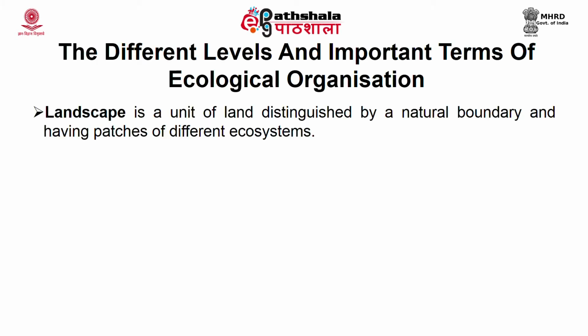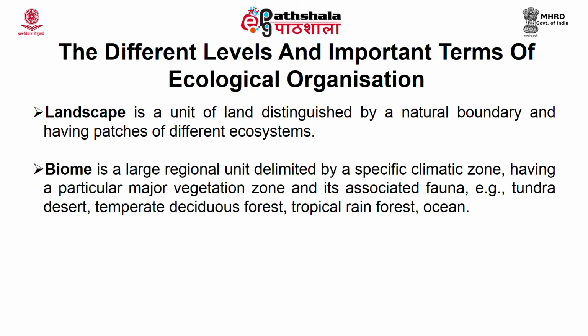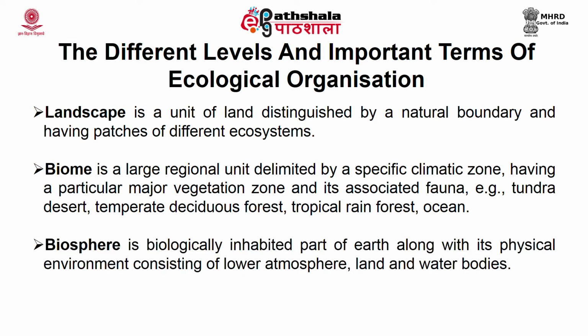Landscape is a unit of land distinguished by natural boundary and having patches of different ecosystems. Biome is a large regional unit delimited by a specific climate zone, having a particular major vegetation zone and its associated fauna, for example the tundra desert, temperate deciduous forest, tropical rainforest, oceans, etc. Biosphere is the biologically inhabited part of the earth along with its physical environment consisting of lower atmosphere, land and the water bodies.